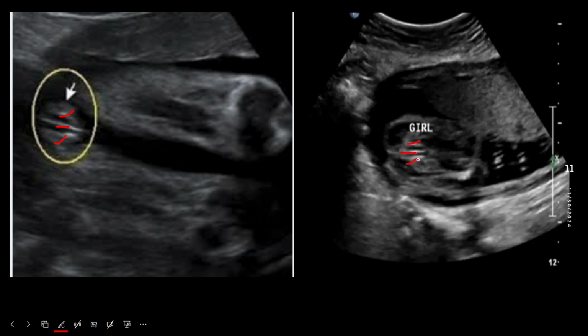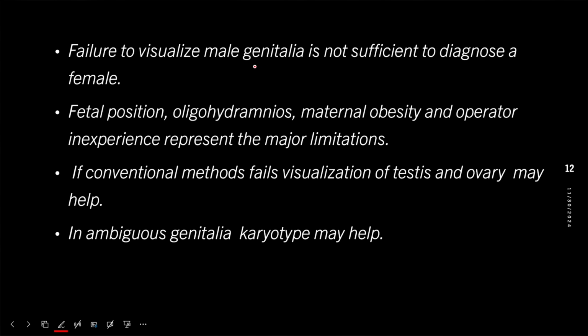Failure to visualize male genitalia is not sufficient to diagnose a female fetus. Inappropriate fetal position, oligohydramnios, maternal obesity, and operator inexperience represent the major limitations in gender identification.